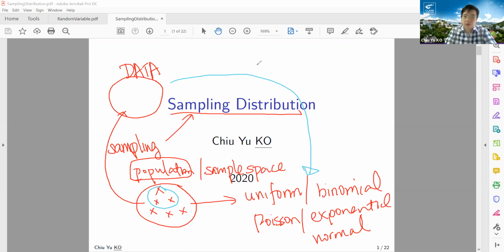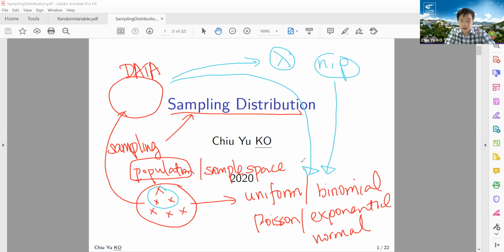Suppose, remember, we have the exponential, or Poisson, where we have a lambda, or binomial, which is n and p. If we have a way to estimate these based on data, then we can do a lot of things. So how do you estimate this?